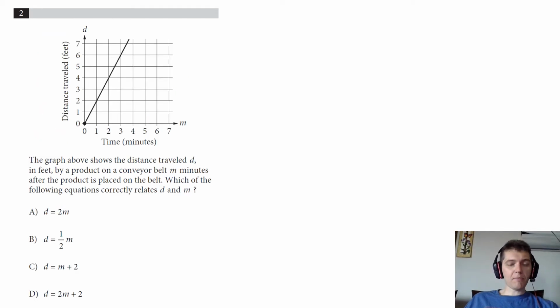Problem number 2. The graph above shows the distance traveled D in feet by a product on a conveyor belt m minutes after the product is placed on the belt. Which of the following equations correctly relates D and m? So they're giving you a linear relationship up here, and what they're testing you on is that you know the y equals mx plus b form of a line. So what is y equals mx plus b? B is the intercept. Here you can see that the y-intercept, or the d-intercept, y is d in this case, is 0. So b is 0.